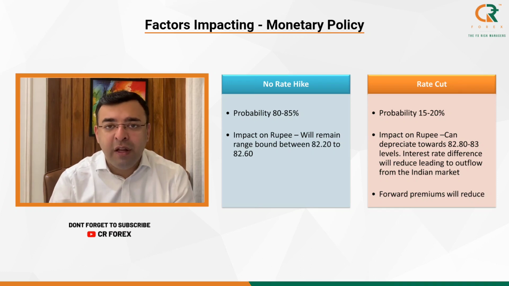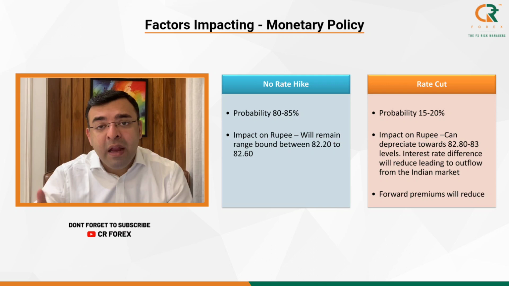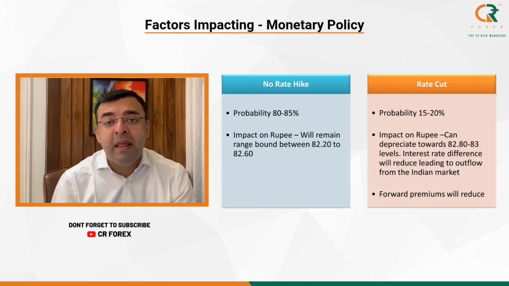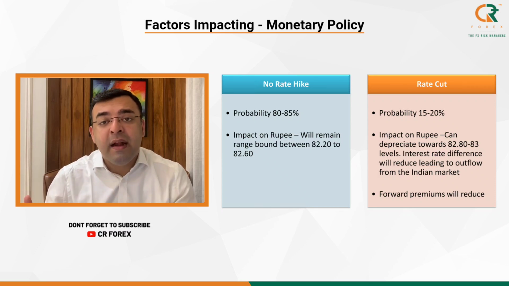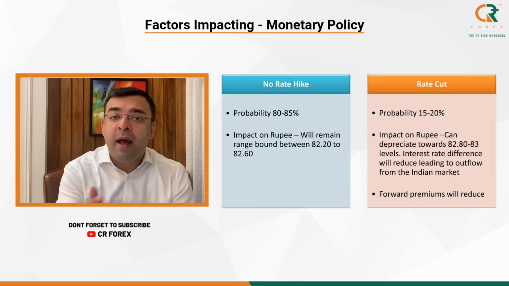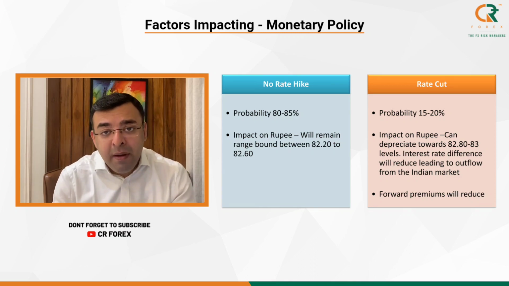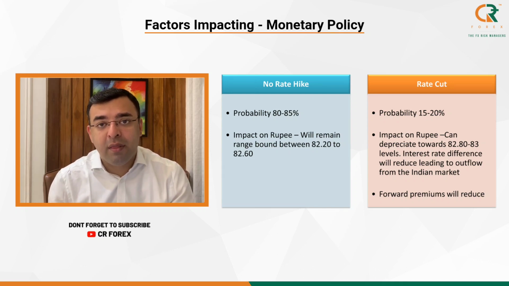The second kind of scenario is where RBI will go and decrease the interest rate. If that happens, then the interest rate difference between India and US decreases, because of which we will see an outflow from Indian bond market towards developed market. If that happens, then we will see that rupee will get weaker towards 82.80 to 83 kind of levels.